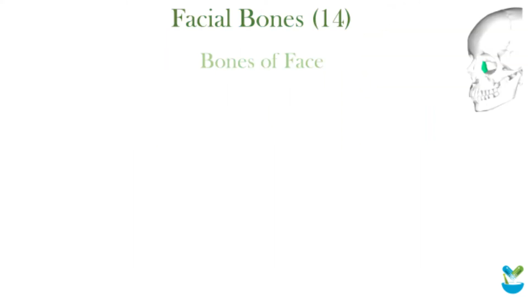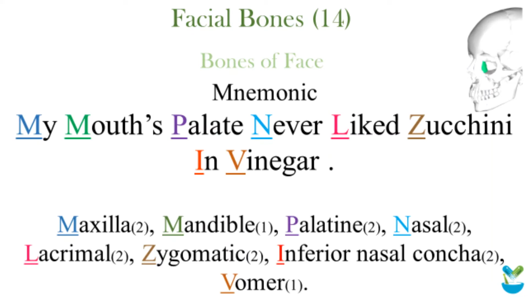bones. Bones of the face are facial bones, like cheekbone and jawbone, so total 14 in number. These bones make the structure of your face. These are maxilla, that is the upper jawbone, mandible, that is the lower jawbone, palatine, nasal, lacrimal, zygomatic, inferior nasal concha, and vomer. Except mandible and vomer, all are 2 in number.